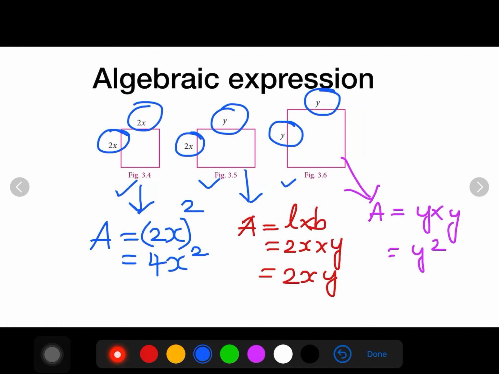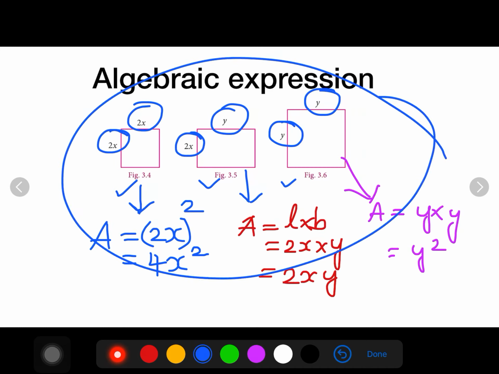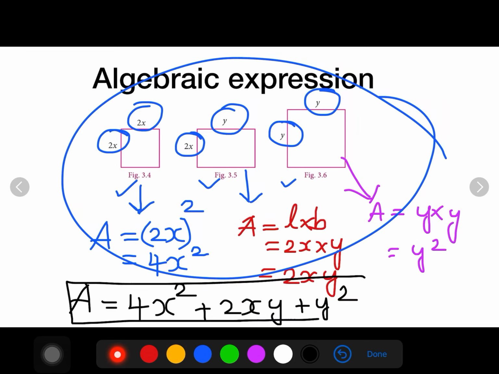Now if you find the total area of this figure as a whole, together you need to add the areas. So 4x square plus 2xy plus y square. This is the total area occupied by all three figures. If you look at this expression, it's a combination of constants, which are numbers, and variables. Such an expression is called an algebraic expression.